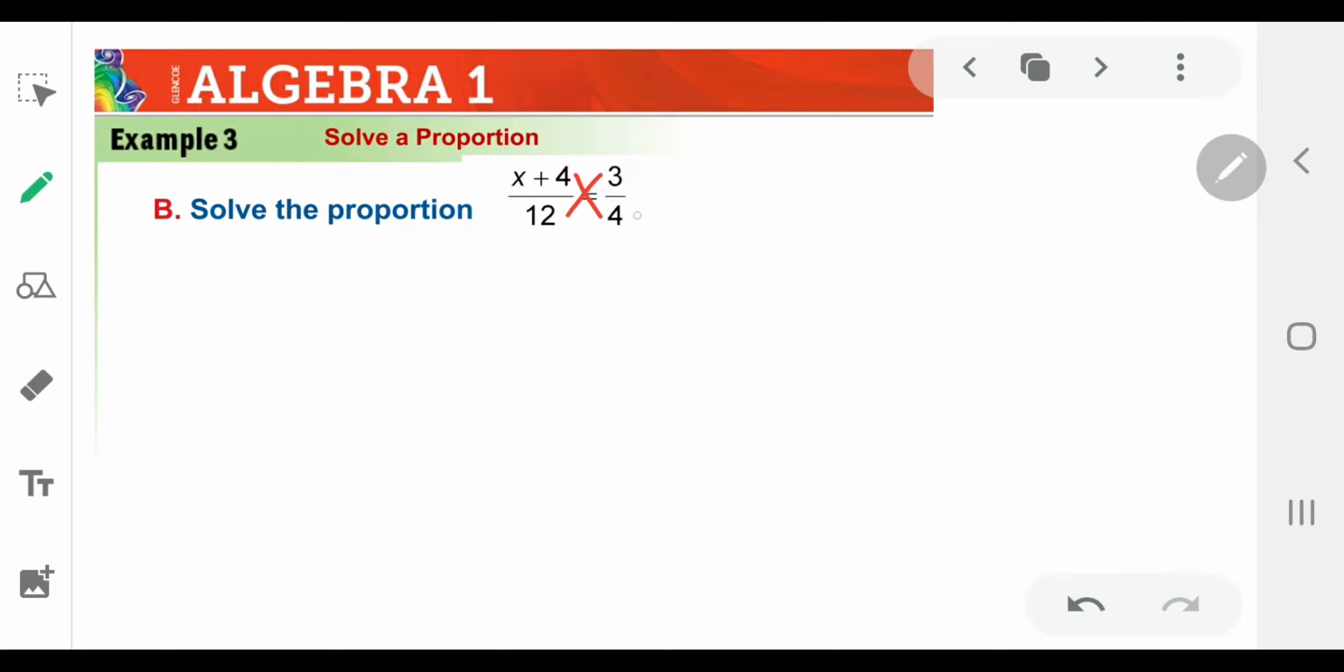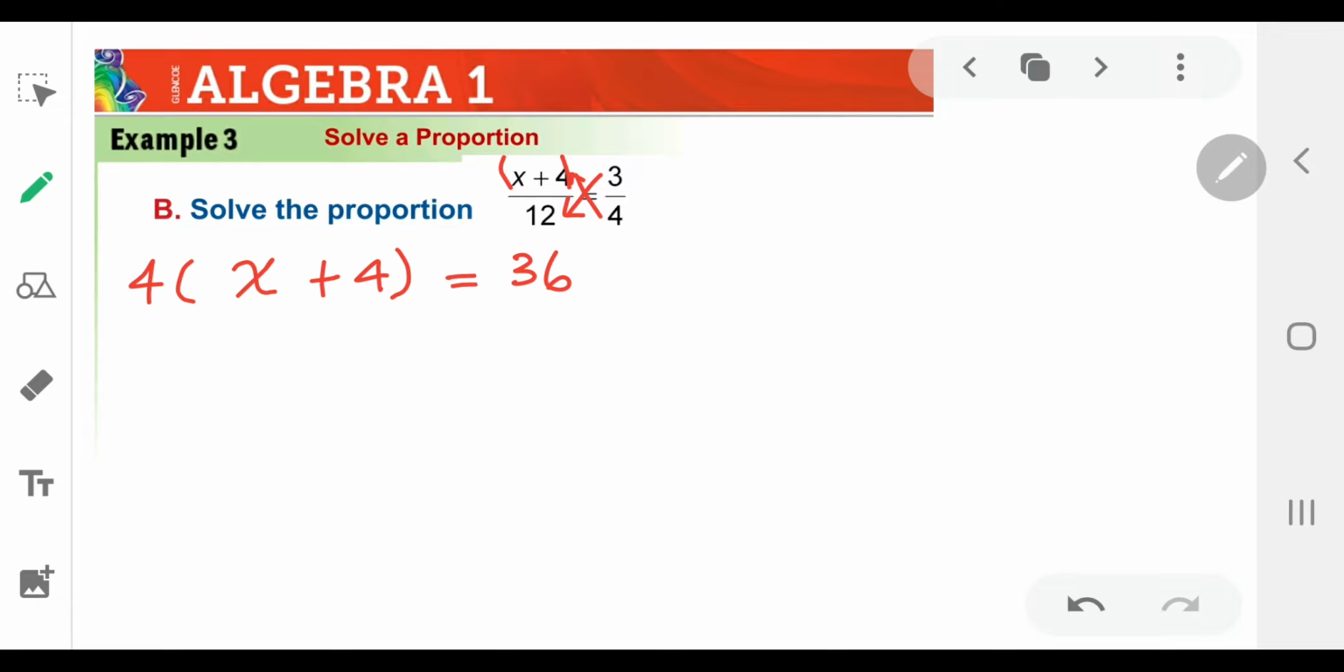And this is really important now. 4 is not only multiplied by x or only multiplied by 4, it's multiplied by the whole expression. It's multiplied by x plus 4. So that's why you have to use a bracket. Again, when you use cross product, this 4 is multiplied by the whole expression, x plus 4. That's why you have to remember to use brackets. And this 3 is multiplied by 12, and as we know, 3 multiplied by 12 is 36.